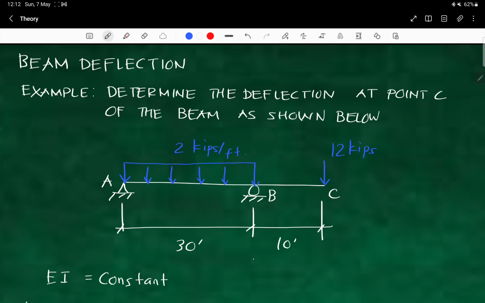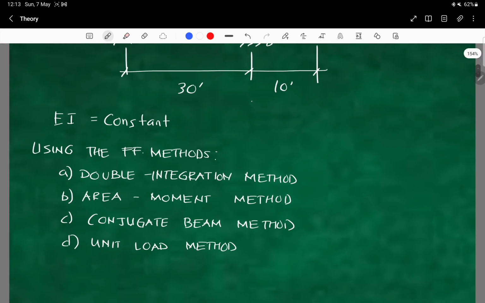The dimensions are also given in feet, and EI is held constant. The methods we will use are the double integration method. We will also use the area moment method, the conjugate beam method, and the unit load method.